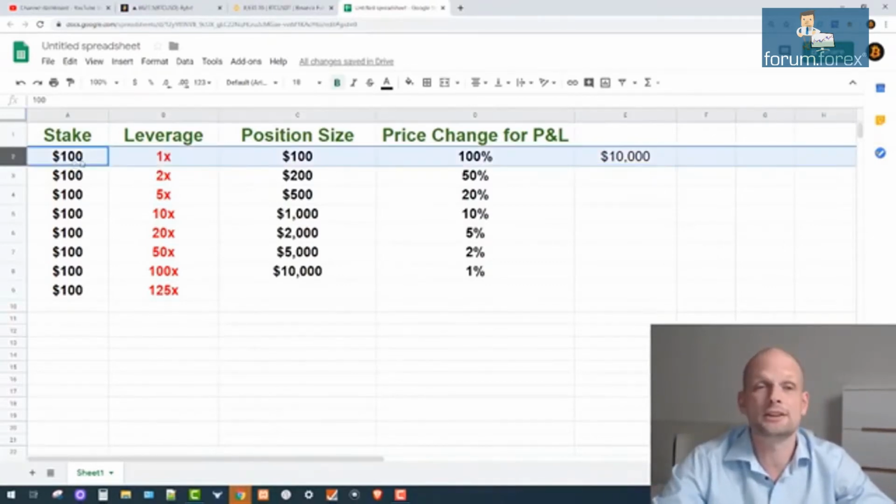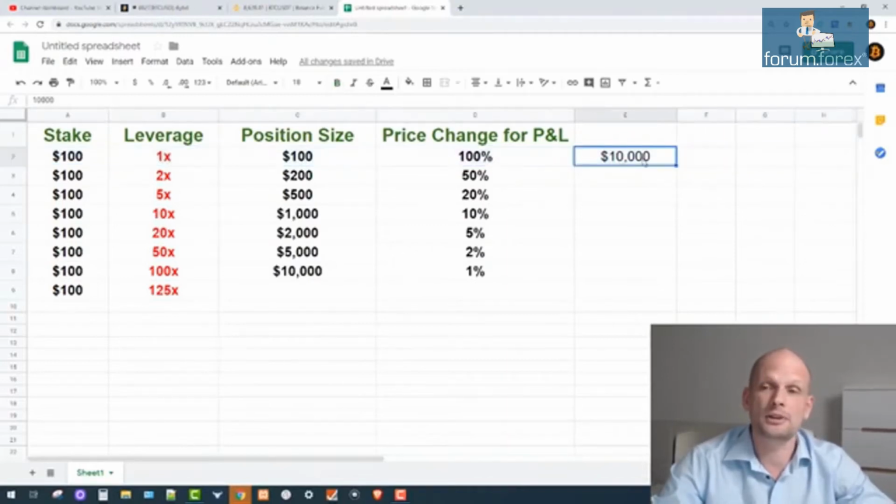Here we have $100, and if we would be using 1x leverage, your position size would be only $100. I have created here an example of $10,000 Bitcoin. This is just an example, but it could change. You can adjust to any price of Bitcoin, which is the current price, but this is just an example.